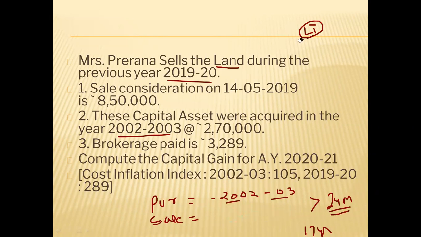So if it is a long term, then we will have to calculate indexed cost. Otherwise, we will directly reduce the cost. Understood? So first everybody understood why this is a long term, because date of purchase is 2002-3 and sale is 2019-20, which is around 17 years. So it will be obviously long term. Clear?